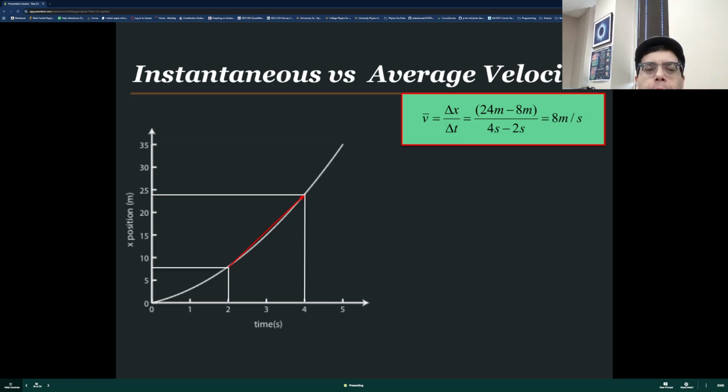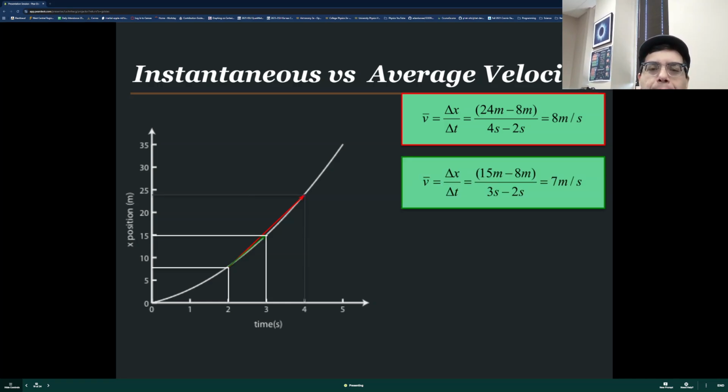But let's say we're most interested in 2 seconds directly. Well, we can get a better estimate of what's happening at 2 seconds by going, instead of all the way from 2 to 4, just from 2 to 3. Again, I have to just tell you what the numbers are, but we'd get 15 minus 8 divided by 3 seconds minus 2 seconds. And we get an average slope between 2 and 3 seconds of 7 meters per second. So between 2 and 3 seconds, the average velocity would be positive 7 meters per second.